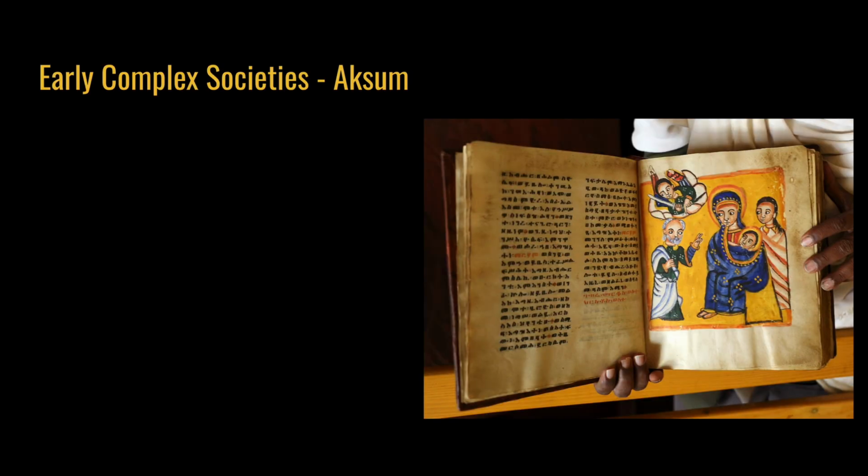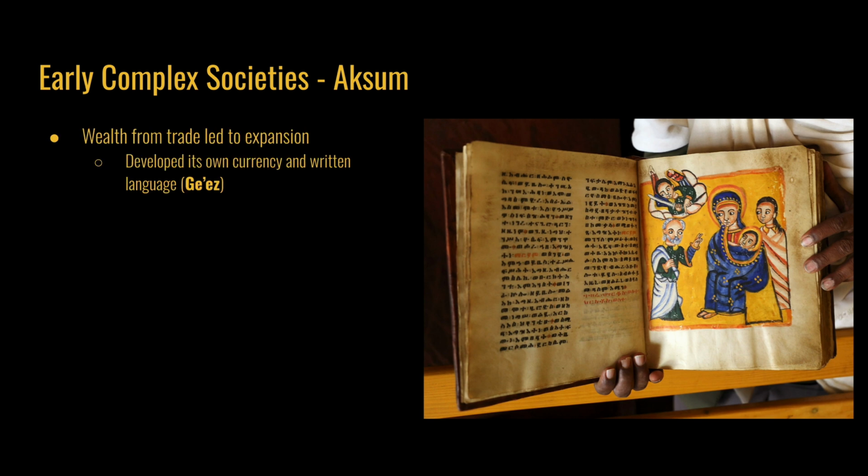The massive wealth they generated helped them develop their own currency and a written language called Ge'ez. They also purchased a strong navy to patrol trade across the entire Indian Ocean. Axum is also known for its impressive obelisks and the famous stelae, which are tall stone monuments.